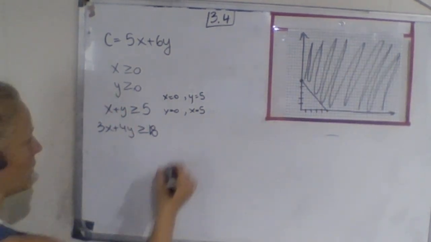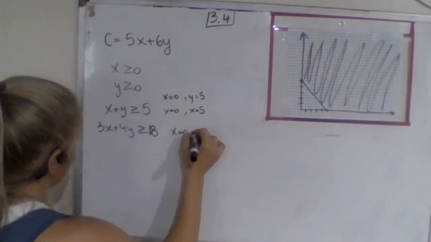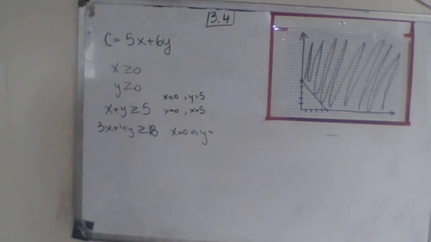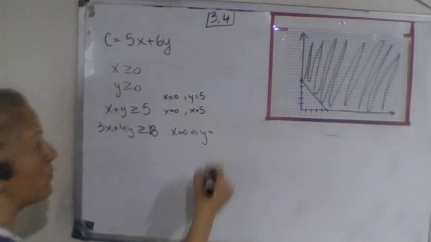Let's graph the second one. When x is 0, my y is tricky. Y becomes 18 divided by 4, or 9 divided by 2, or 4.5.